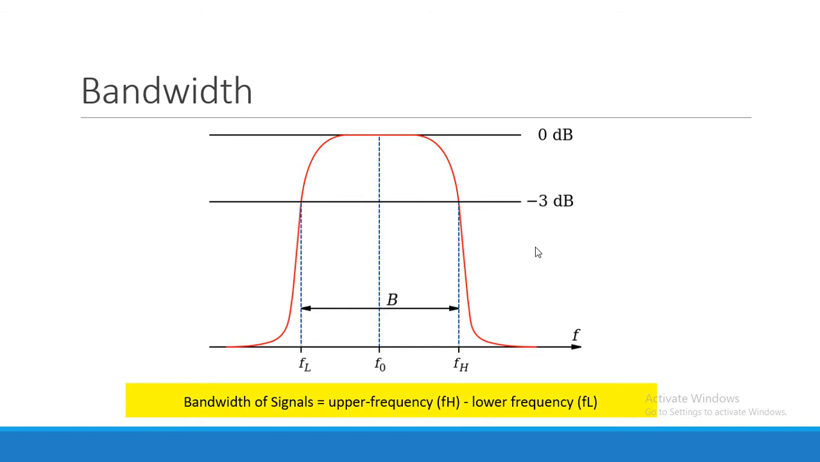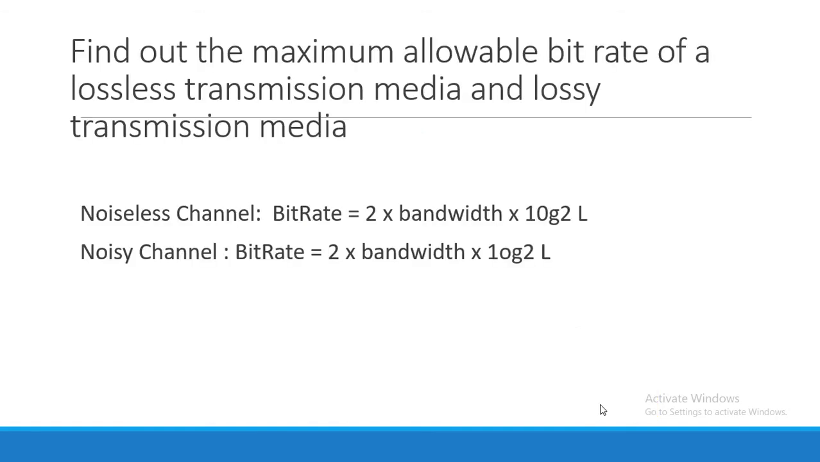Bandwidth. Bandwidth is the maximum amount of data that can pass across a path. This is calculated by subtracting the lowest frequency from the highest frequency. Okay, let's move to the next slide.